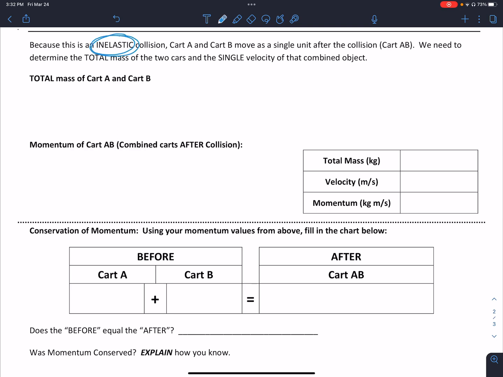Because this is an inelastic collision, carts A and B move as a single unit after the collision, which we can call cart AB. We need to determine the total mass of the two carts and then a single velocity for the combined object. The mass of A plus the mass of B gives us the mass of this combined AB cart. Cart A was 1 kilogram, and cart B was 1 kilogram, so the total mass here is 2 kilograms.